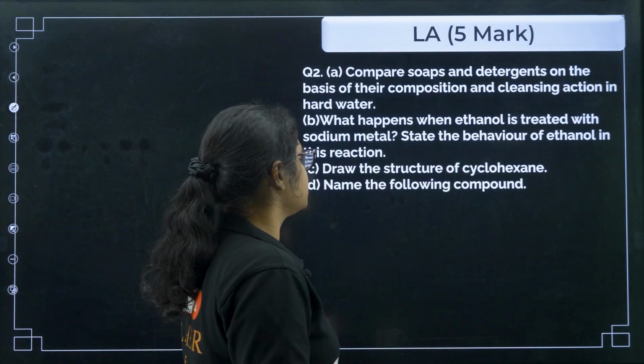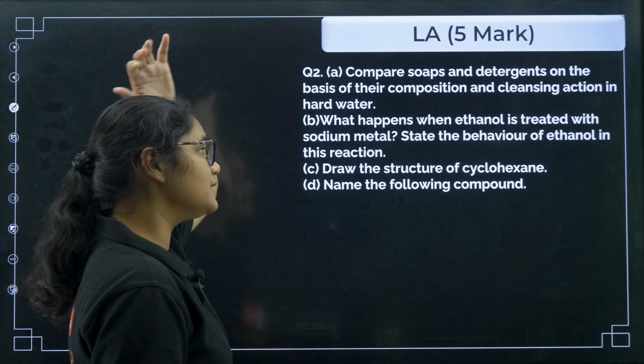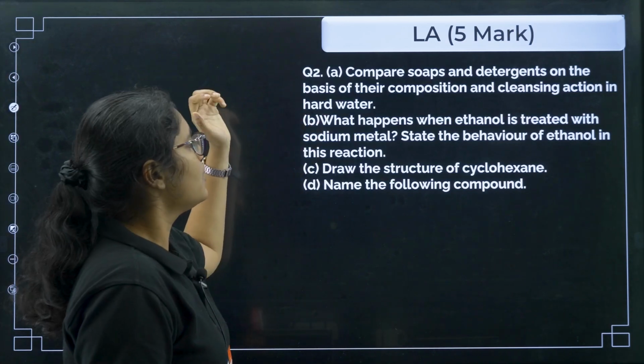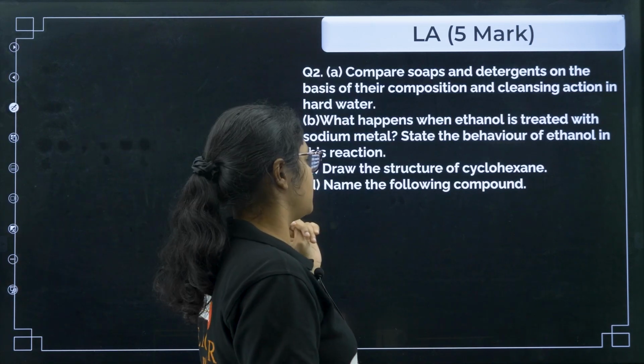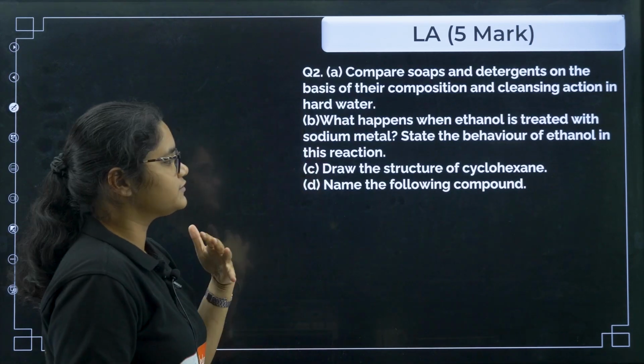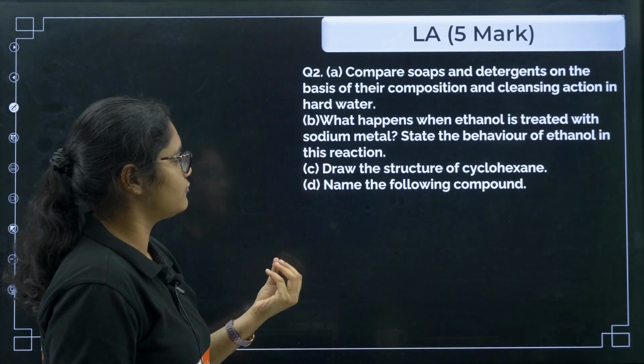Okay, next is question number 2. Compare soaps and detergents on the basis of their composition and the cleansing action in hard water. What happens when ethanol is treated with sodium metal? State the behavior of ethanol in this reaction. Draw the structure of cyclohexane and name the following compounds.